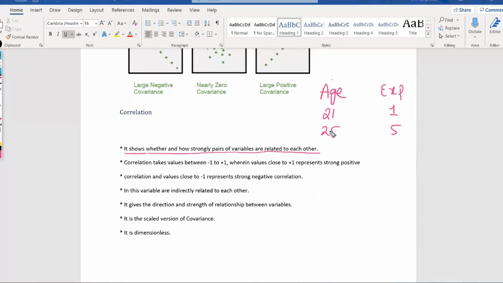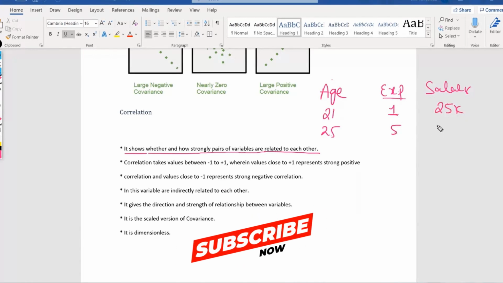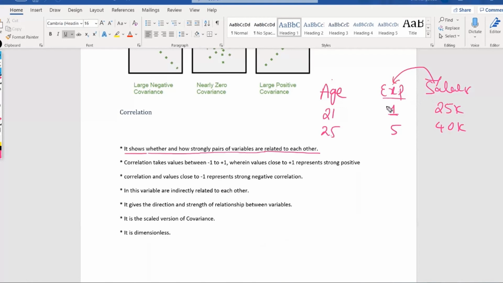I can also take experience and salary here. Is my salary depending on the experience? If my experience is 1, my salary is say 25K. If my experience is 5, my salary is going to be 40K, right? How are they related? What is the bond between these two, experience versus salary? How strongly are these two related to each other? That is what the correlation will tell us.